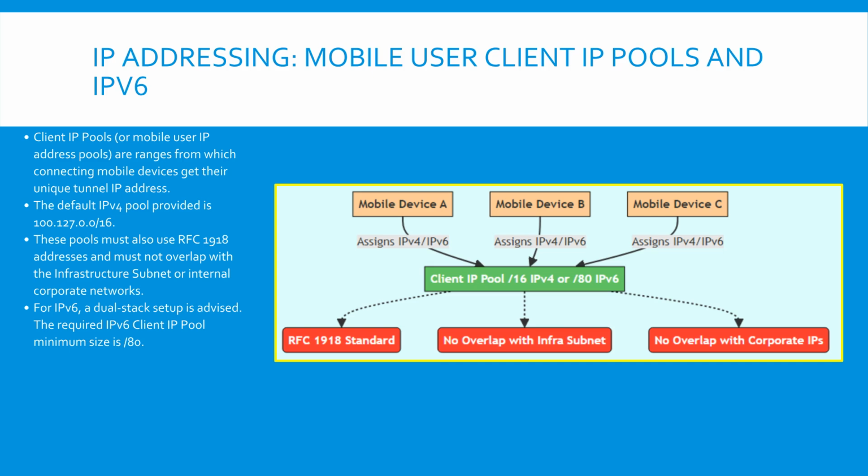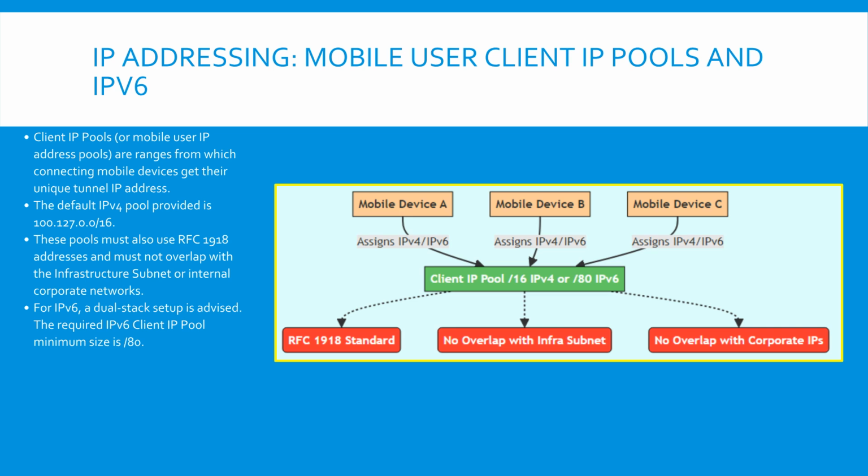This distinction between the internal infrastructure IP space and the external client access IP space is crucial for granular control and routing efficiency. What did we learn? We learned that client IP pools assign unique addresses to mobile devices, enabling them to connect, and they require careful planning regarding size and non-overlap.